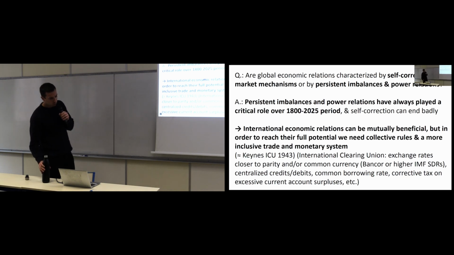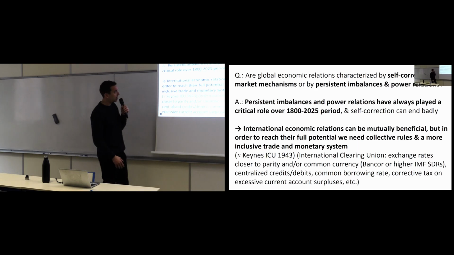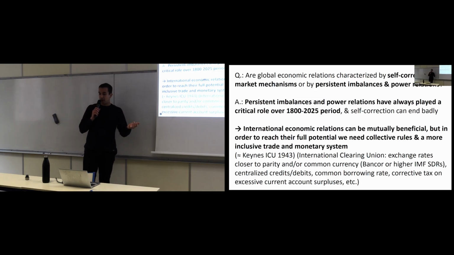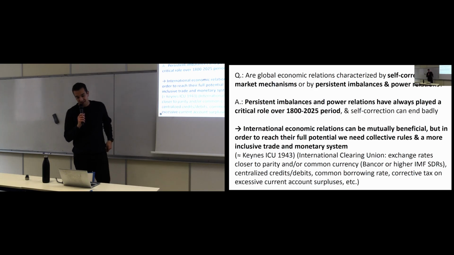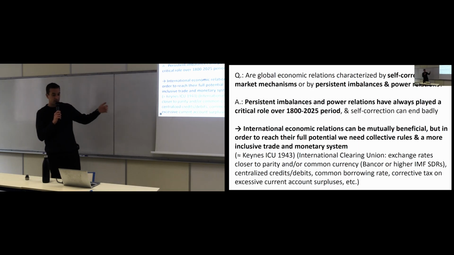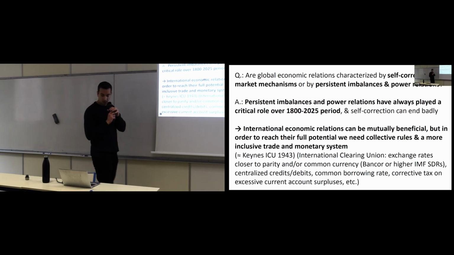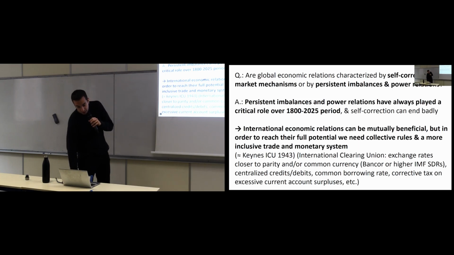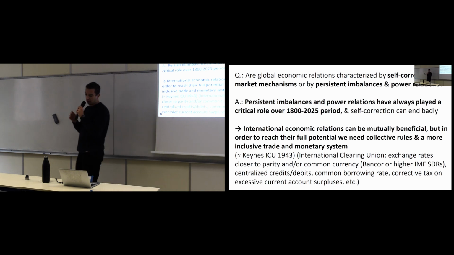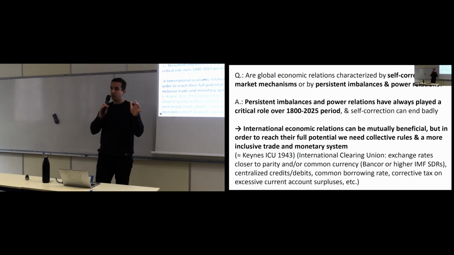In a more theoretical way, what we try to answer is whether global economic relations are characterized by self-correcting market mechanisms, or whether there are always power imbalances and power relations that play a role. Of course, our answer would be that there are persistent imbalances and power relations that have played a critical role throughout these two centuries, and that leaving things to self-correction can end badly. And we think this is a good moment to think of international economic relations more like a collective process. We know that they can be mutually beneficial for everyone taking part in them, but maybe to reach their whole potential, we need some collective rules.